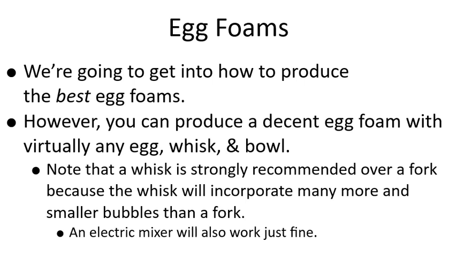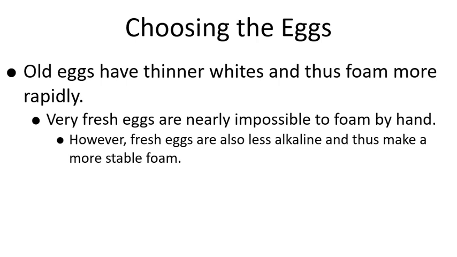Now, I have had students successfully make the meringue with a fork, so it's not that it can't be done. But if you're mixing by hand, a whisk will work much better and faster, and so your forearms won't get nearly as tired. Old eggs have thinner whites and thus foam more rapidly. In fact, very fresh eggs are nearly impossible to foam by hand. However, these fresh eggs are also less alkaline, and so they'll make a more stable foam. Note here that by old eggs, I mean eggs a few weeks old.